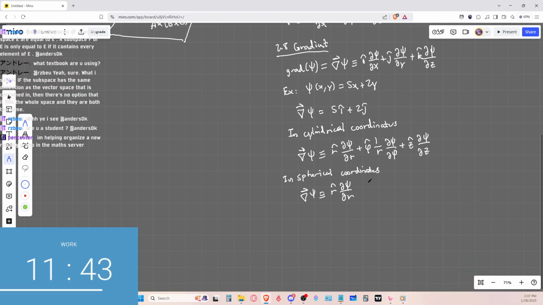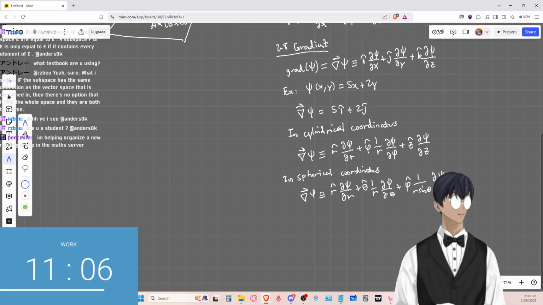Let's see. Okay. Partial derivative of phi with theta plus... I wonder where these 1 over r comes from. Is it like another derivative? Okay.